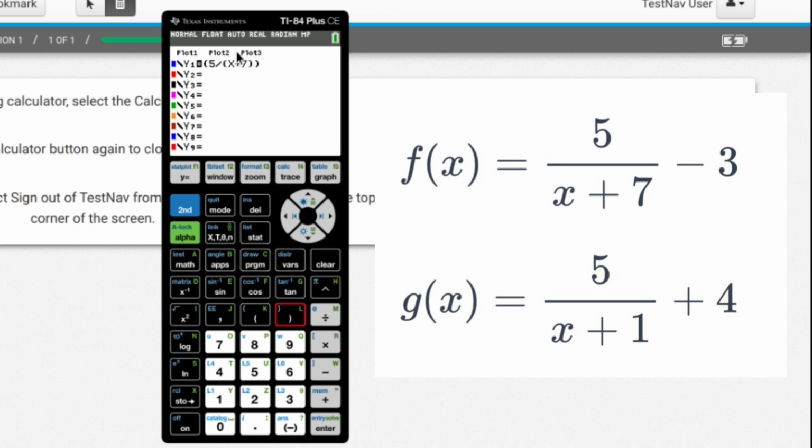I just wrap the whole thing in parentheses because why not? It doesn't hurt me. Okay, physically. Now there is my 5 over x plus 7 minus 3. If you were to rewind or fast forward, you can see that.